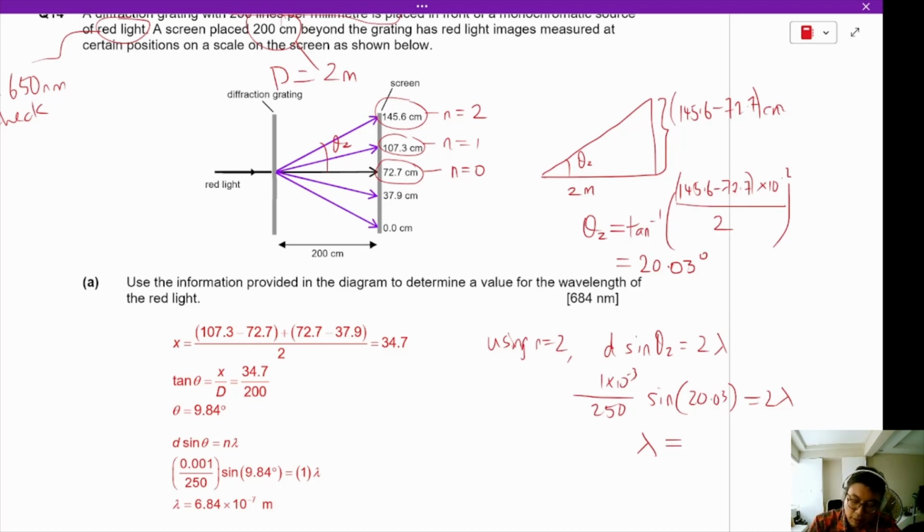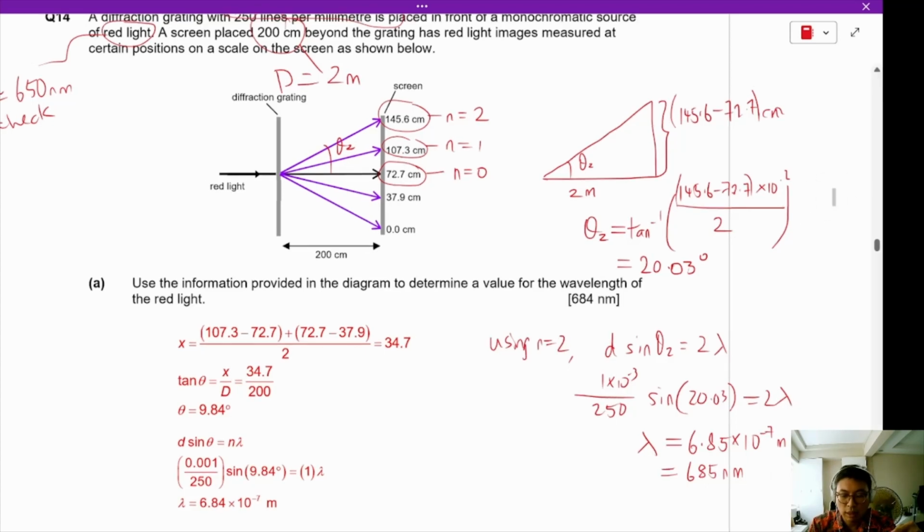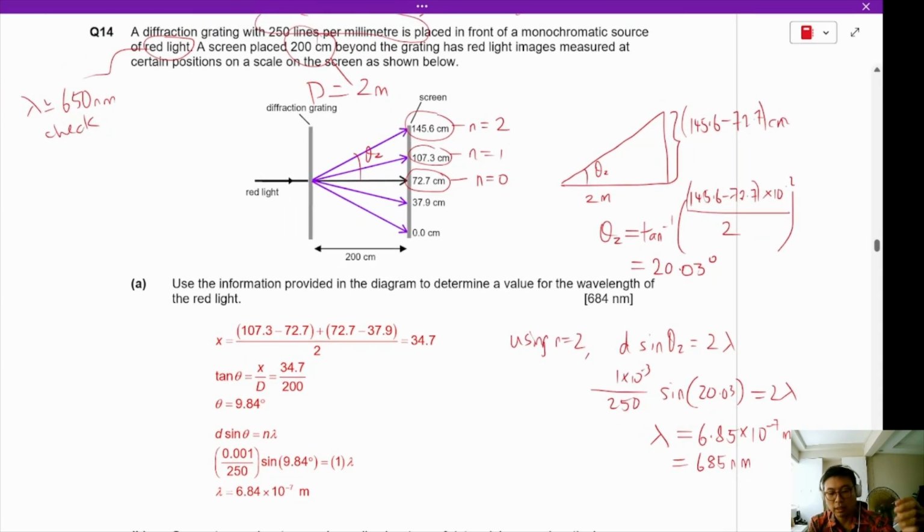6.85 times 10 to the power of minus 7 meters, which is 685 nanometers. Okay, that's reasonably close to our initial guesstimate of 650 nanometers. So that is how you do it.